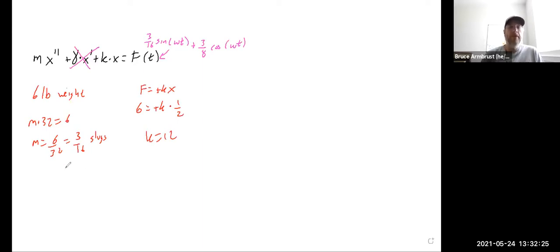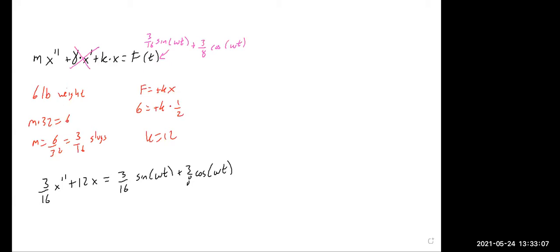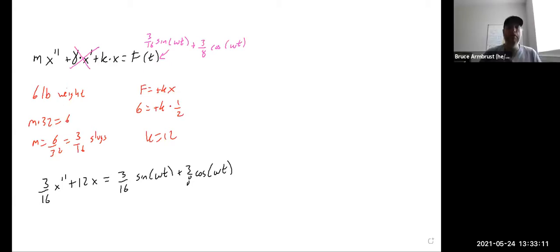All right, so if we piece that all together, this is going to give us 3/16 x double prime plus 12x equals 3/16 sine of omega t plus 3/8 cosine of omega t. So before we go any further, before we even try to answer any of the parts of the question, because we haven't answered anything yet, are you guys okay with what we got going on here? Are you good with the setup of the differential equation? Yes, we're feeling all right.